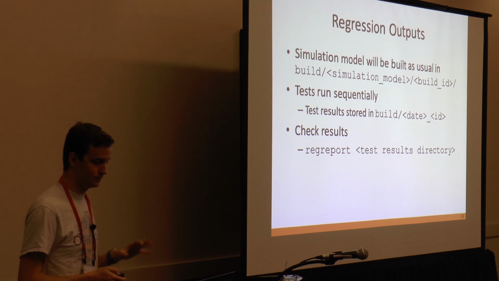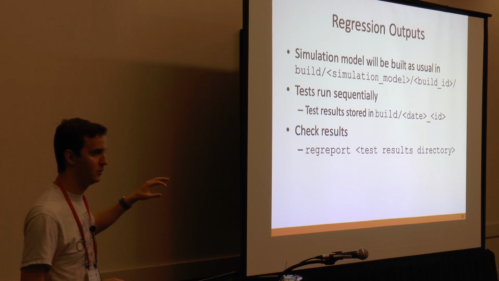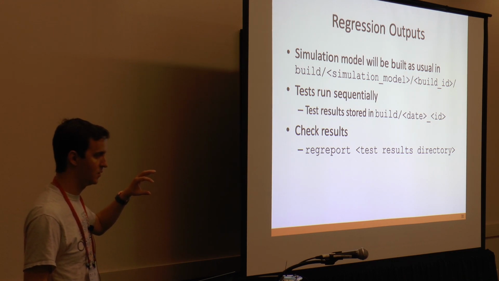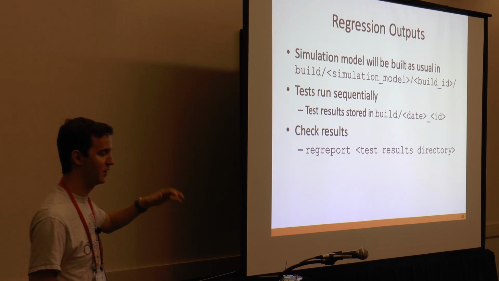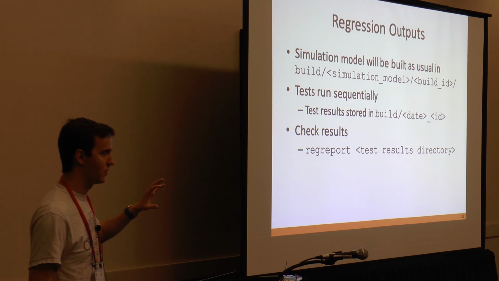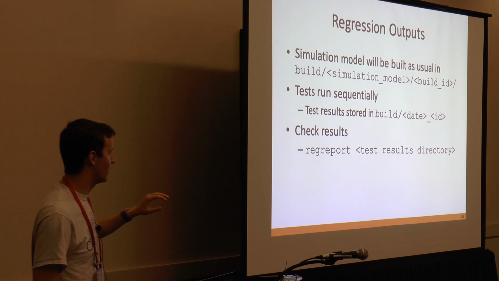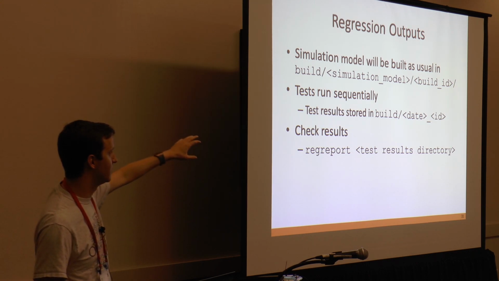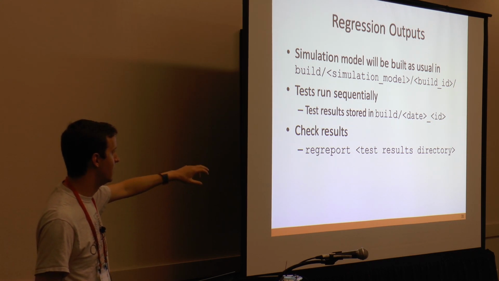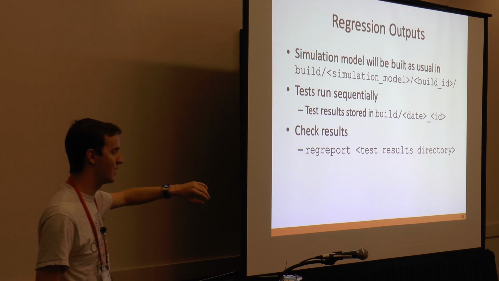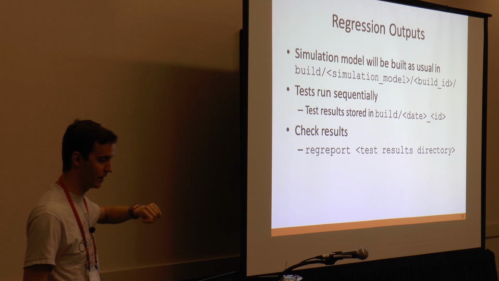Regression outputs are going to be output to the build directory. When running a regression, these simulations run one after the other sequentially, and they're all output to quite a large number of files. So if you want to check the results, you can check the test results directory, which is in build simulation model build ID / the date and time or date and ID of that particular regression.